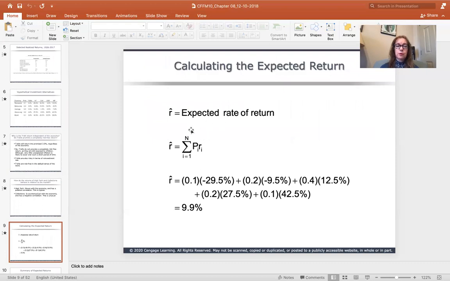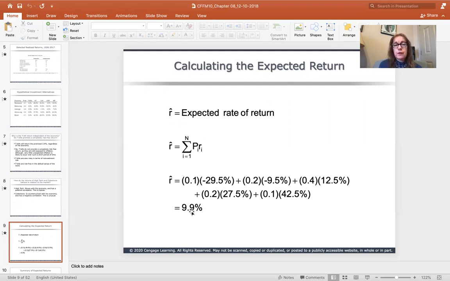So here's the formula for the expected return, simply a weighted average. It's the sum of each probability times the return. So here they're calculating the expected return of high tech. As I said, it's just each probability times the return for that probability, and you sum all those up. So the expected return for high tech is 9.9%.